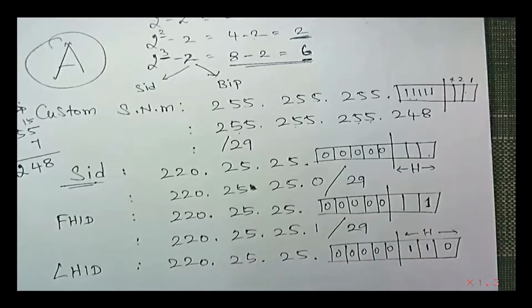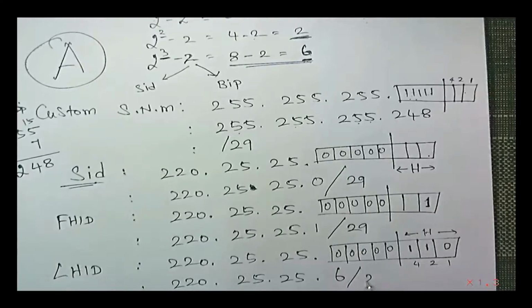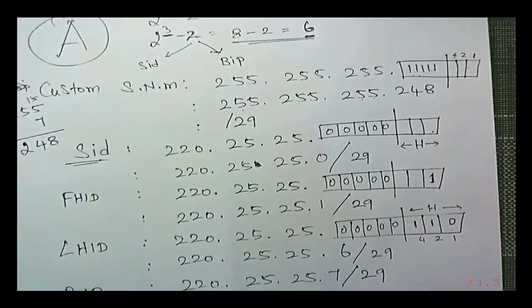Now I'm going to convert this into equivalent decimal. 220.25.25. So this is 110, so 4 plus 2, 6. So this is going to be 6/29. Then the broadcast IP address. Naturally you can add 1 with this, no need to do any calculations. So this is going to be 7. 220.25.25.7/29. So this is going to be your broadcast IP address.